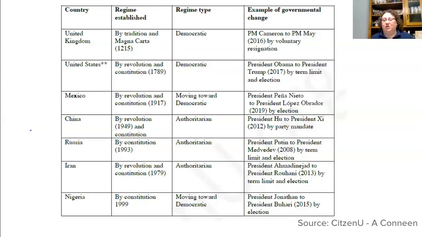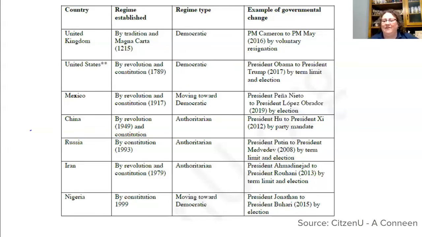They are a democratic regime, constitutional monarchy, an example of government change when Prime Minister David Cameron stepped down and Theresa May was chosen by her party to be the new Prime Minister. United States, our regime established, of course, with the American Revolution and the U.S. Constitution. We are a democracy. When President Trump became the new president would be an example of governmental change.